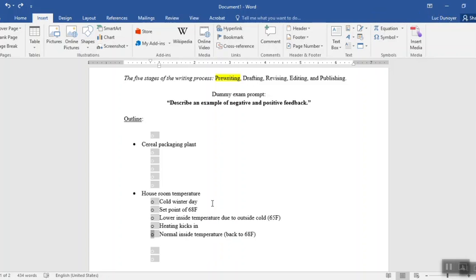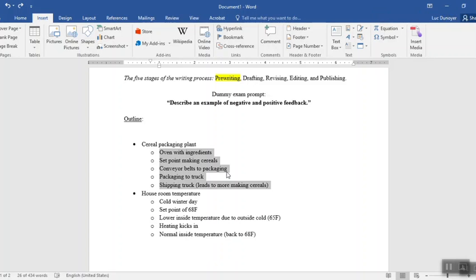Now for the cereal packaging plant, I chose that example because I used to work in a cereal plant, so it's really easy for me to talk about it, and you should do things like that. You should choose examples that are easy for you. They don't need to be fancy, they just need to be exact, and in that case, it's a positive feedback.